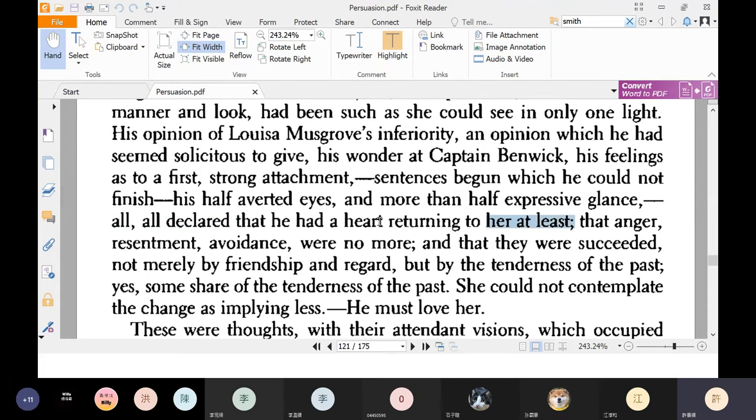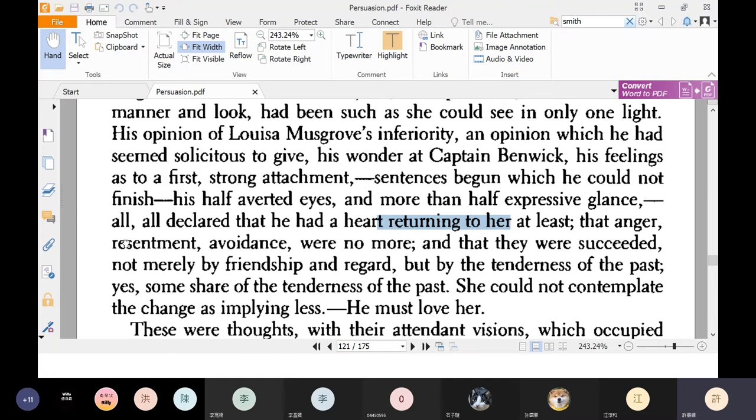At least, which means returning to her. At least it was returning. What's more than at least is maybe he had always loved her. So at least it might be returning. At most, maybe he always loved her.